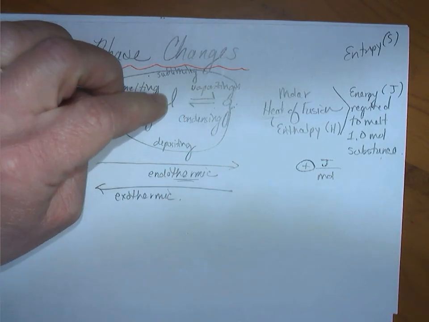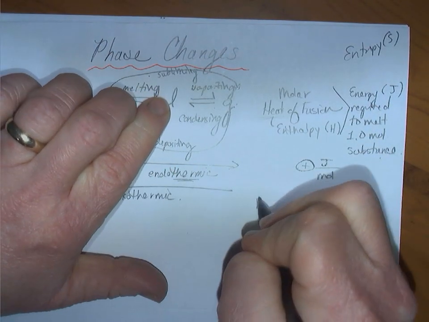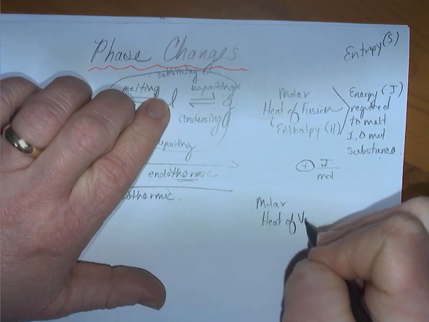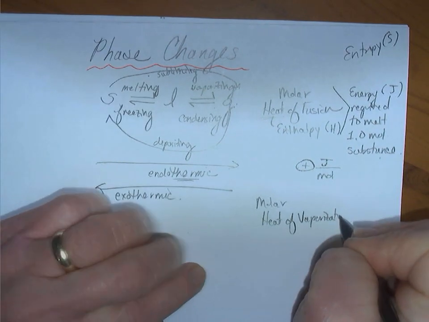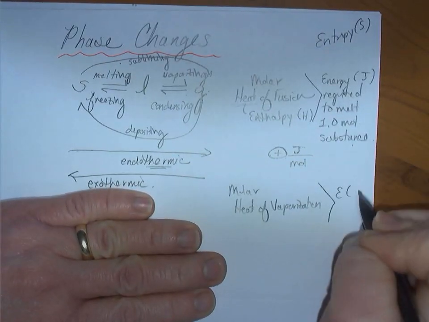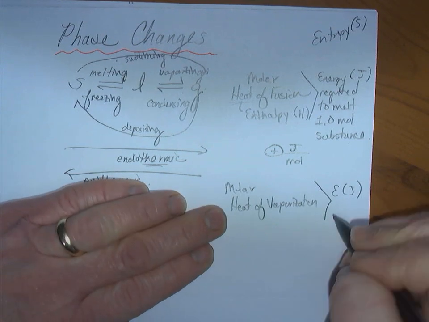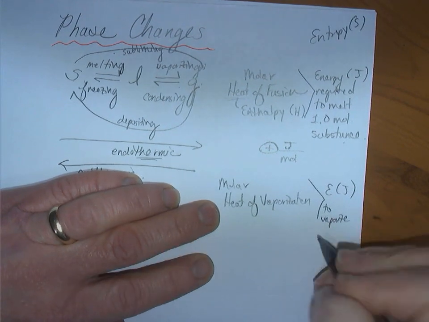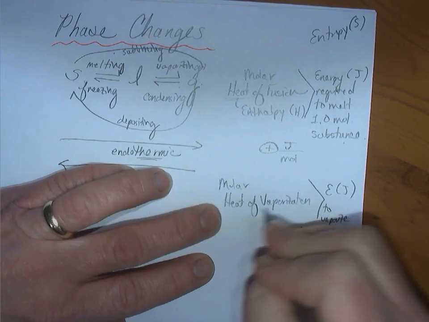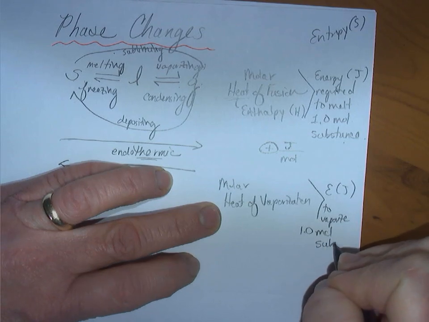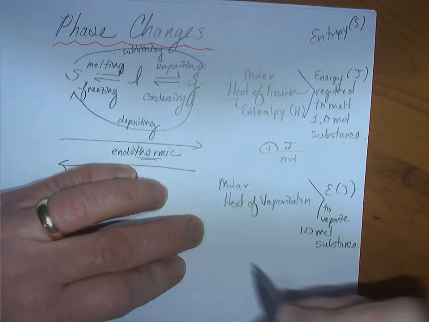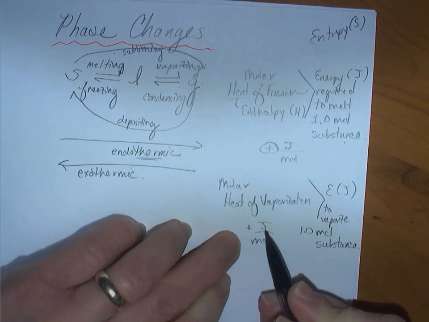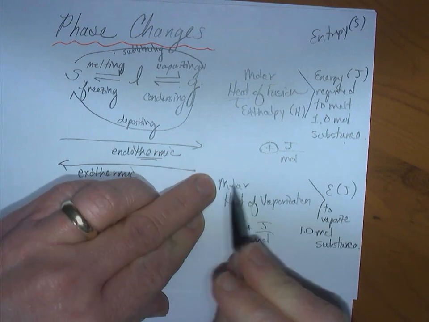Now, we also can relate and talk about the molar heat of vaporization. And that would be the energy, of course, in joules, required to vaporize. It's endothermic to vaporize 1 mole of substance, and that will be positive joule per mole as well. If it is given differently, joule per gram or something like that, then of course it wouldn't be called molar.